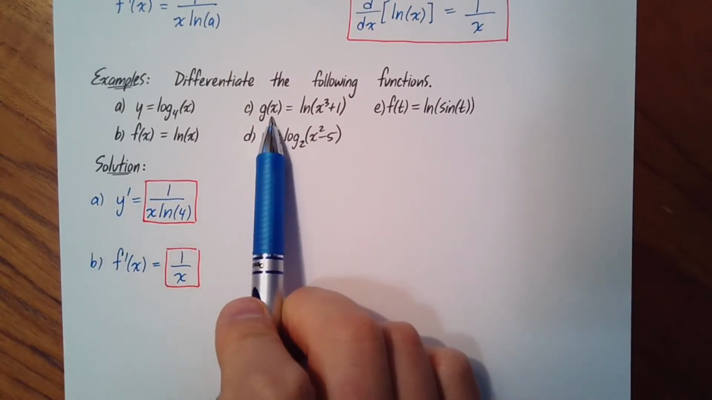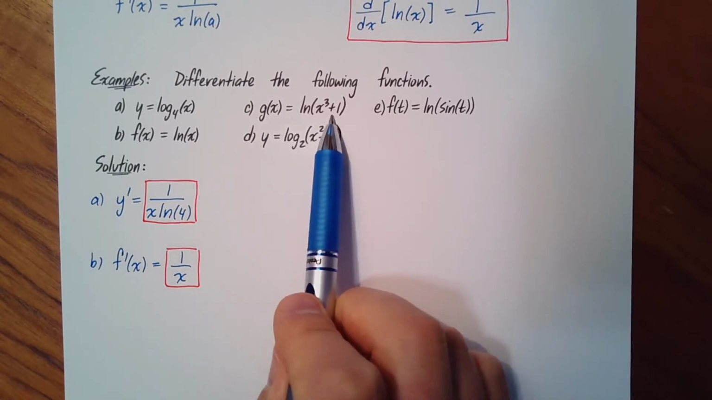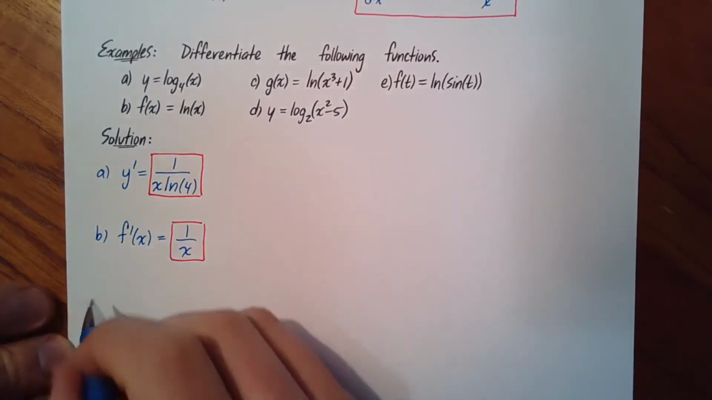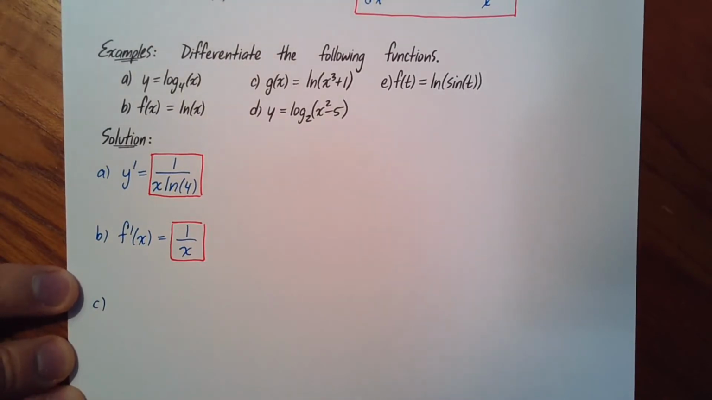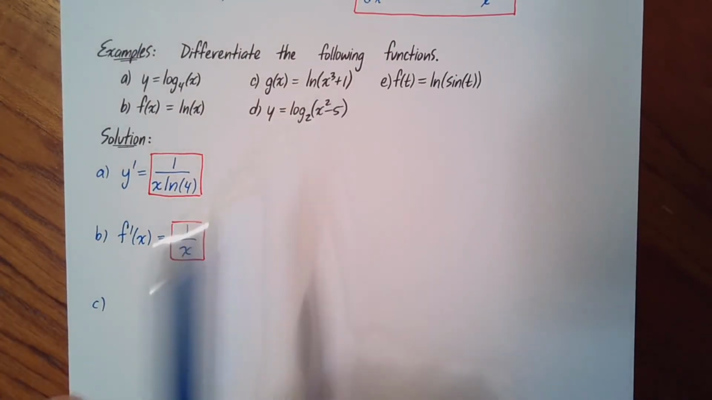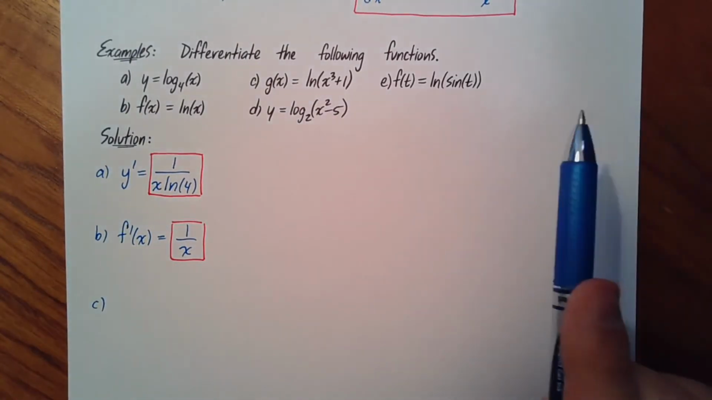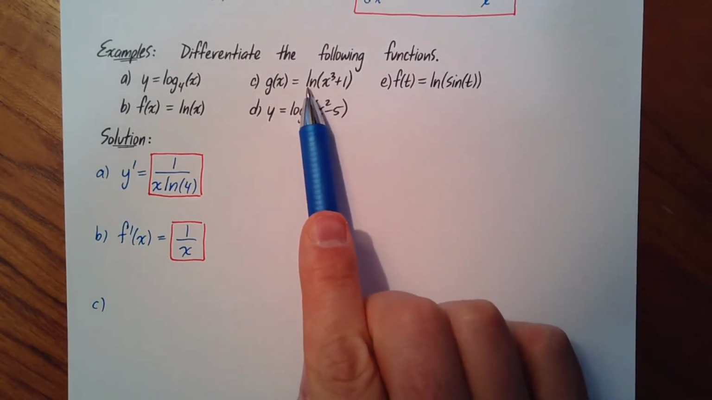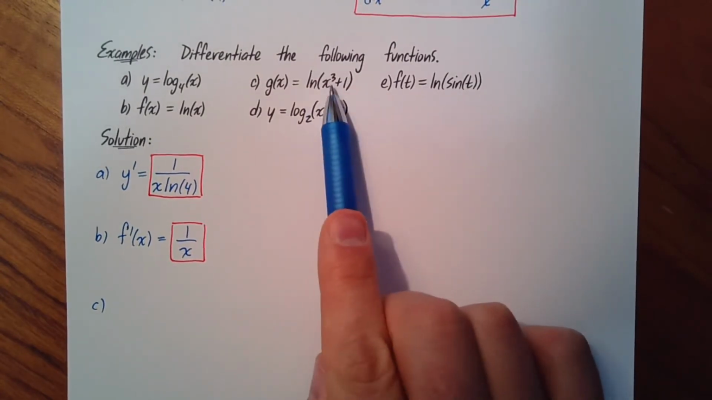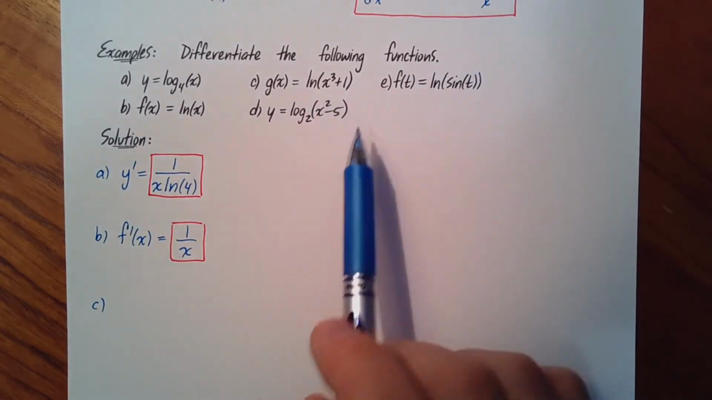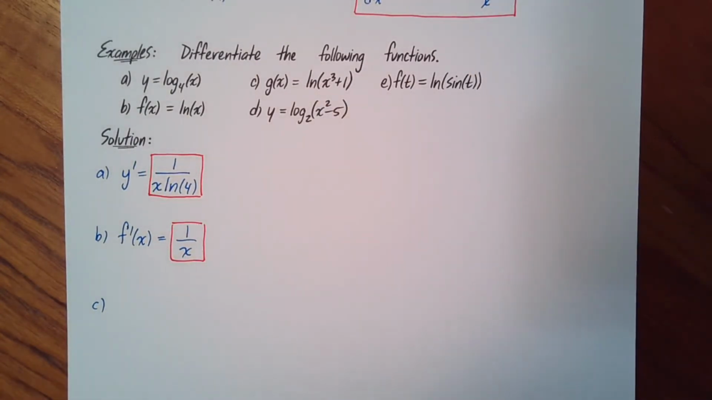Now we've got g of x is equal to the natural log of x cubed plus 1. Let's look at that one carefully. You have an inside function here again. This is one of those cases where you have an outside function, the natural log, and the inside function is x cubed plus 1. So we've got an inside function and an outside function. We're going to need to use the chain rule.